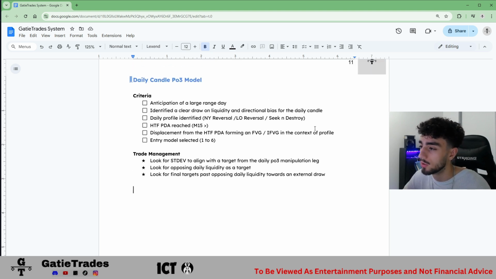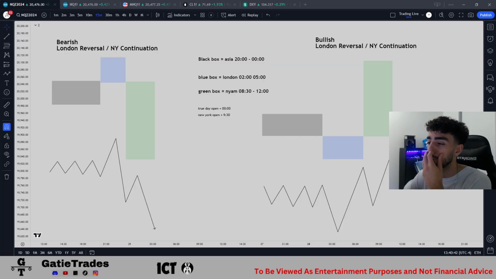My best trades in terms of risk reward will usually have some sort of daily candle power of 3 model involved. So let's go to the charts. I'll be teaching you the profiles that I use. I know I'm not the best teacher. I've just been showing you guys what I do, but this time we're actually going to do some teaching.